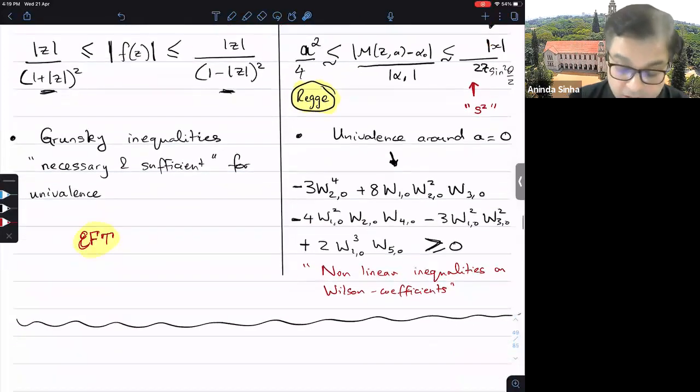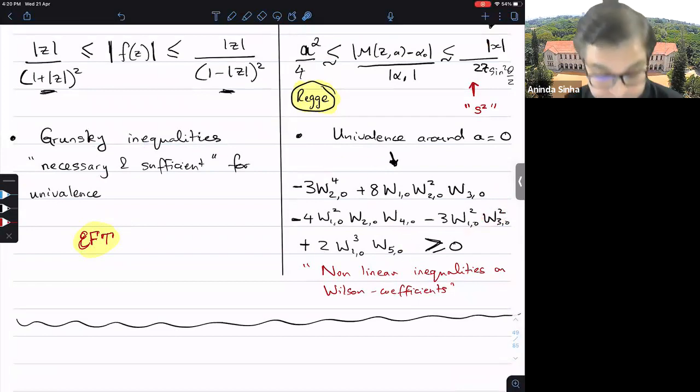And there are all kinds of interesting parallels between the two sides of the story. So there are these interesting things called the Grunsky inequalities, which appear and which are necessary and sufficient for univalence. And then there is an interesting consequence of these Grunsky inequalities, which gives you nonlinear inequalities on the Wilson coefficients.